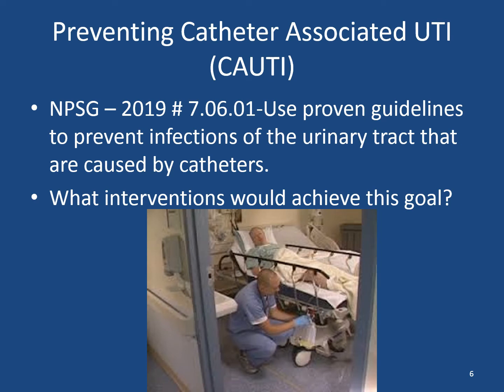One of our goals is to prevent catheter-associated urinary tract infections, or CAUTIs. This is one of our National Patient Safety Goals, NPSG, National Patient Safety Goal. We use these guidelines to prevent infections of the urinary tract that are caused by catheters. So what are some of these interventions that we can use to achieve these goals?